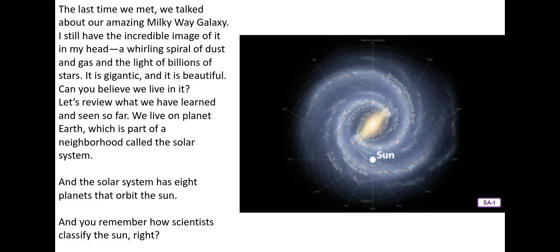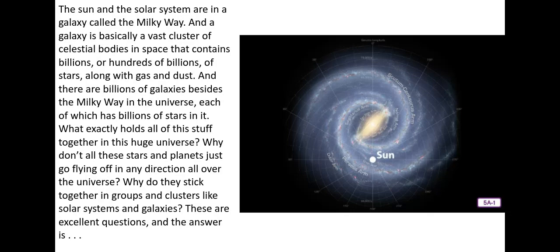We live on planet Earth, which is part of a neighborhood called the solar system. And the solar system has 8 planets that orbit the sun. And you remember how scientists classify the sun, right? The sun and the solar system are in a galaxy called the Milky Way. And a galaxy is basically a vast cluster of celestial bodies in space that contains billions or hundreds of billions of stars, along with gas and dust. And there are billions of galaxies besides the Milky Way in the universe, each of which has billions of stars in it.